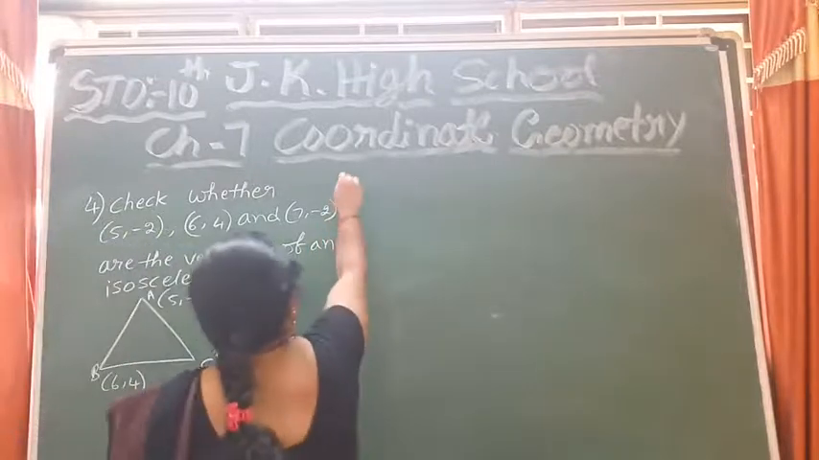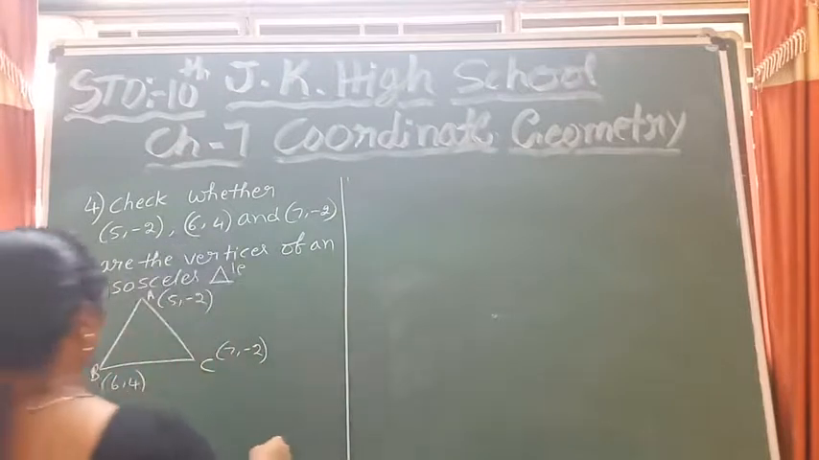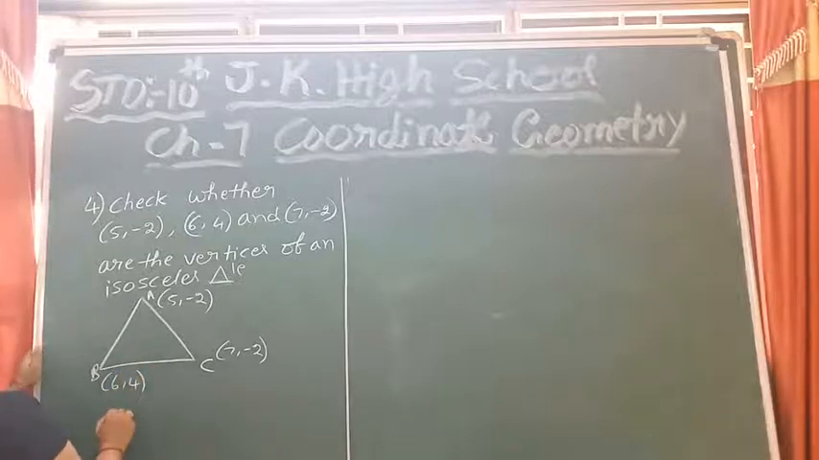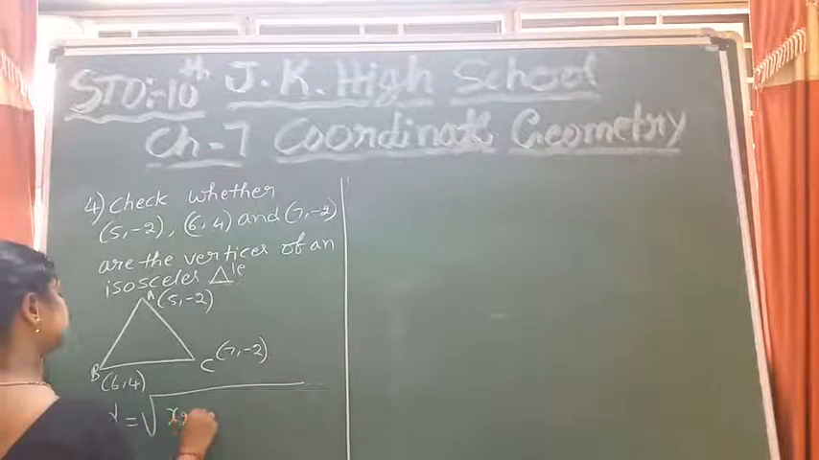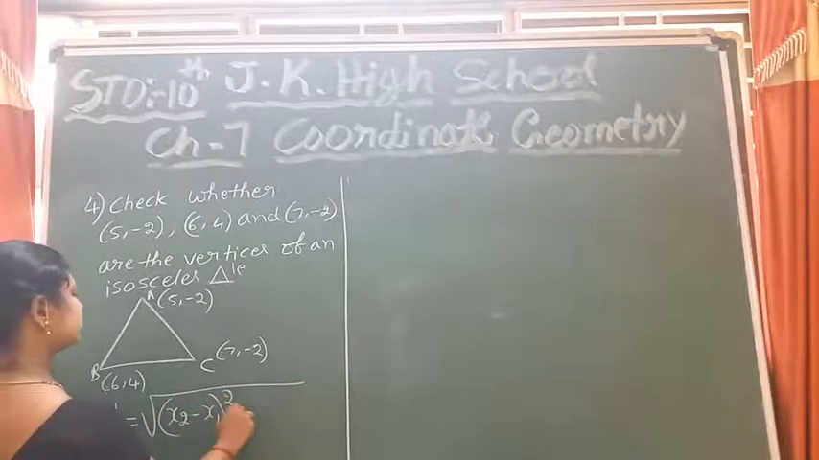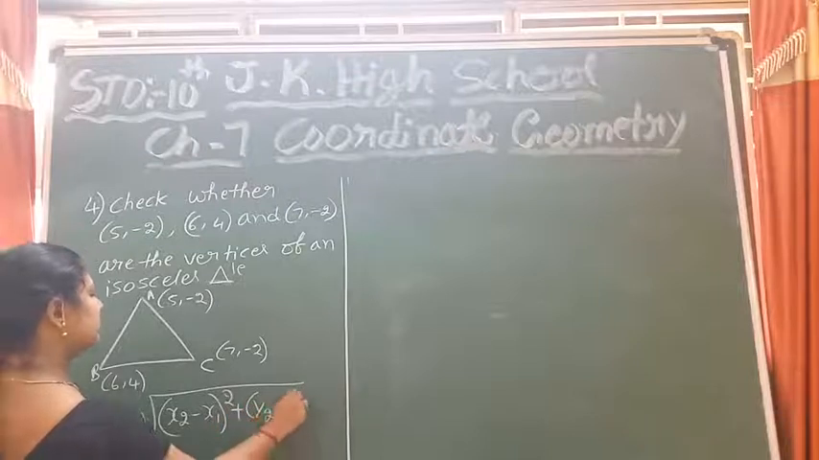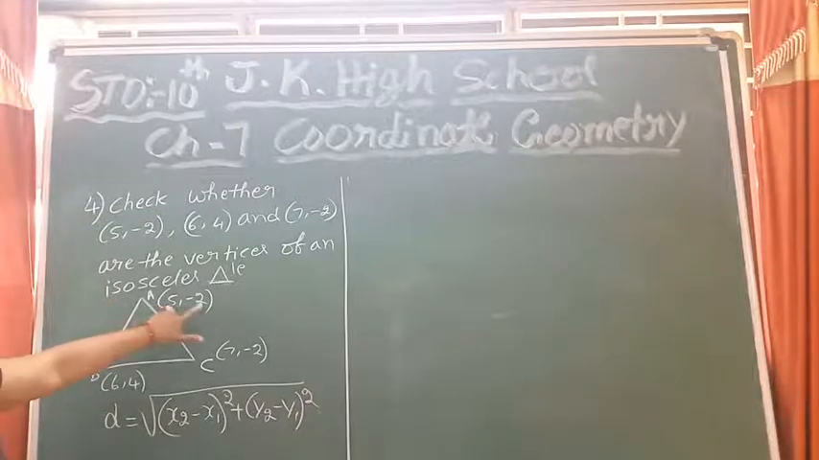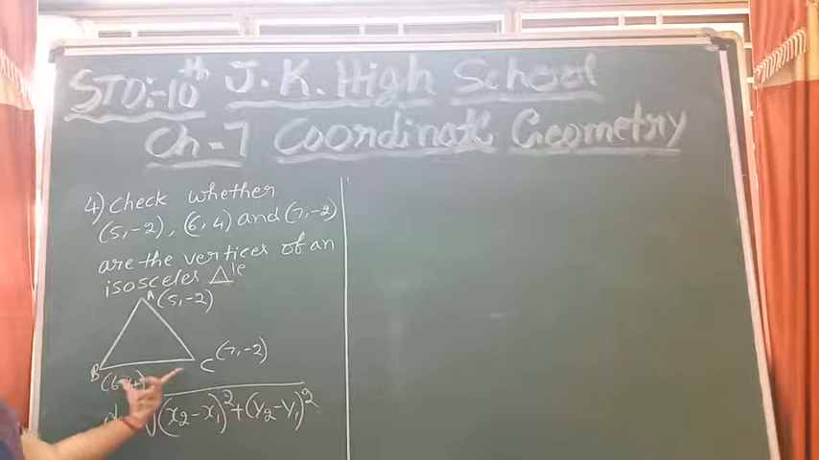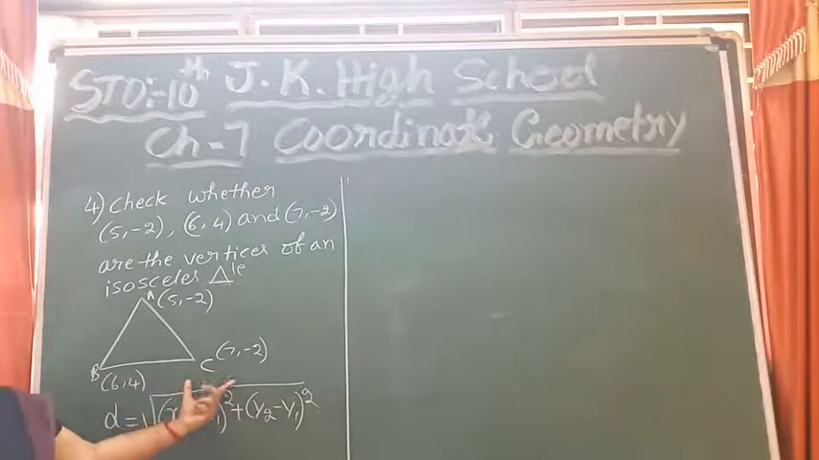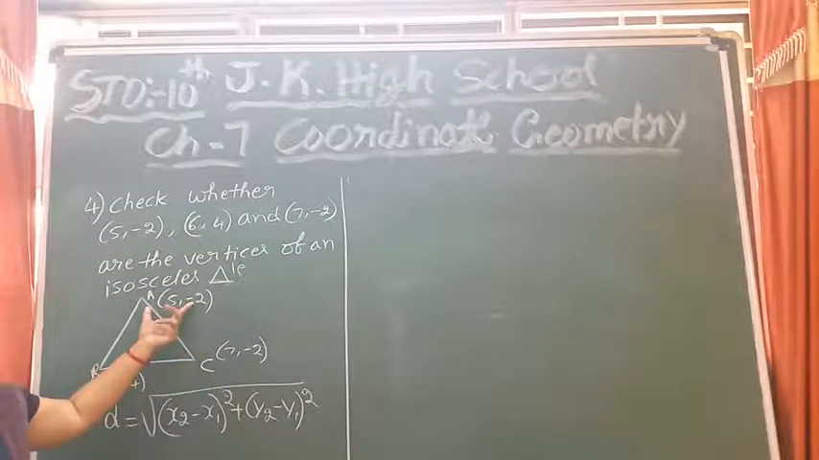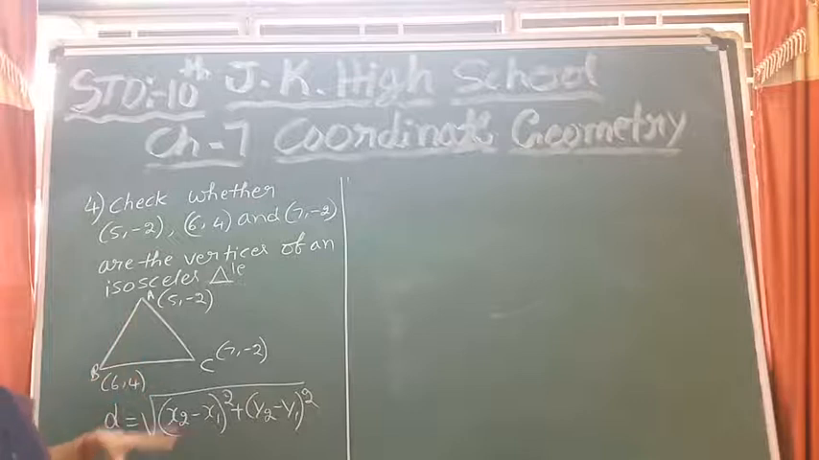So for the distance AB, I can use the formula: distance is equal to the square root of (x2 minus x1) whole square plus (y2 minus y1) whole square. To find the distance between any two points, I have to use this formula only. If I am considering AB, this is x1, y1 and this is x2, y2. If I am considering BC, this is x1, y1 and this is x2, y2. I take it that way. For CA, likewise. I have to take the values and simplify now.